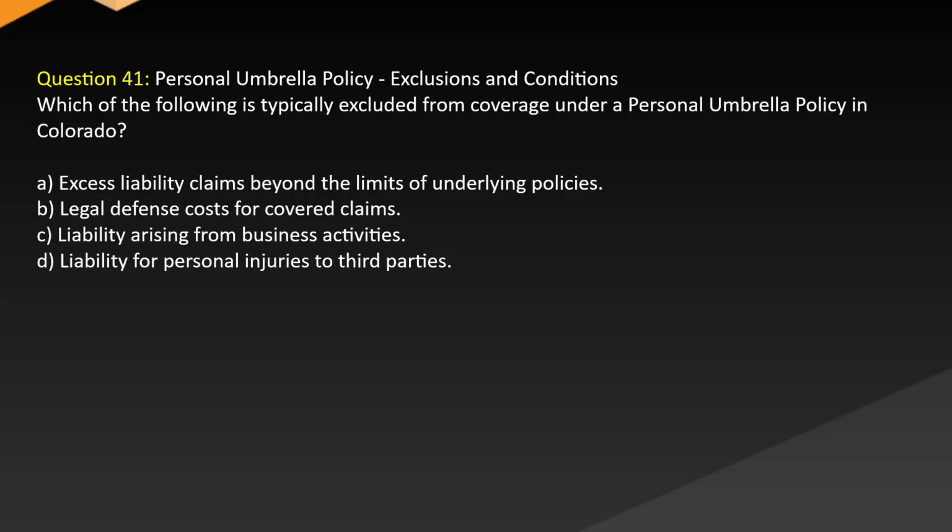Question 41. Personal umbrella policy. Exclusions and conditions. Which of the following is typically excluded from coverage under a personal umbrella policy in Colorado? A. Excess liability claims beyond the limits of underlying policies. B. Legal defense costs for covered claims. C. Liability arising from business activities. D. Liability for personal injuries to third parties.